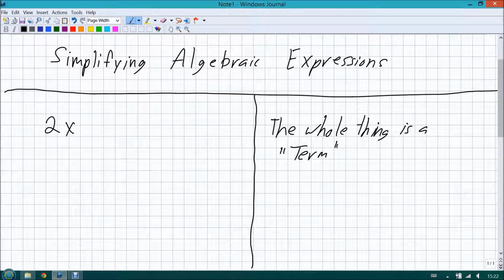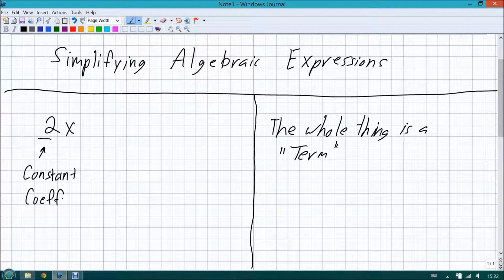Now, the first part of it, the 2, is a constant. So the 2 is called the constant or the coefficient. And then the second piece, the x, is called the variable. So the whole thing is a term, the 2 is the constant or coefficient, and the x is the variable.